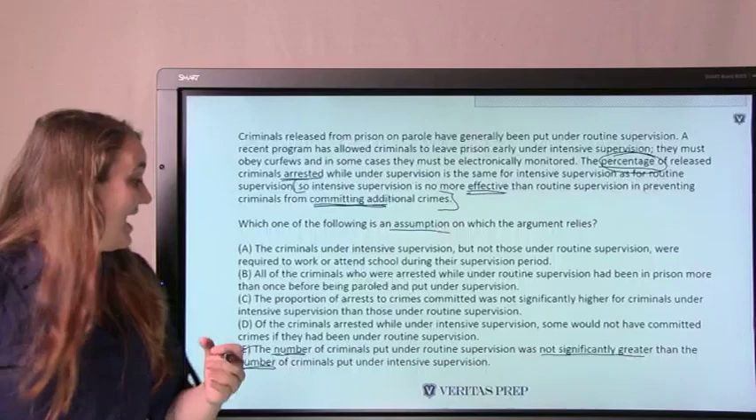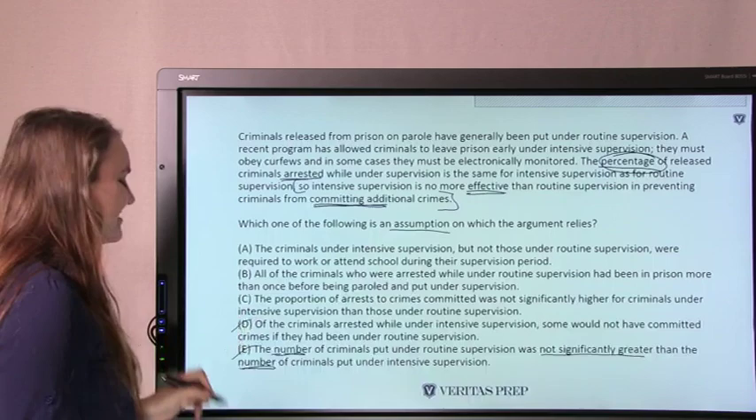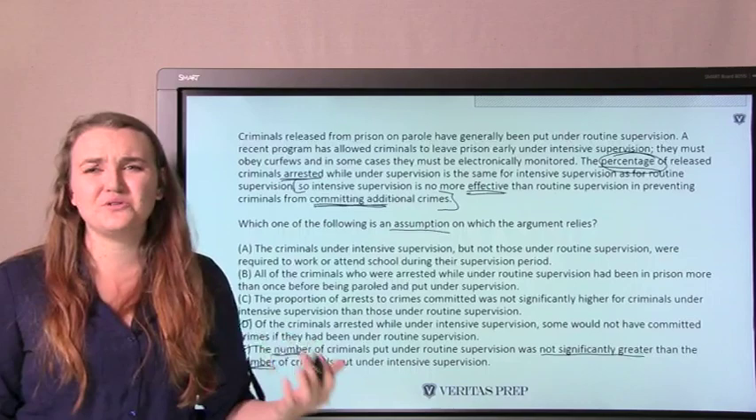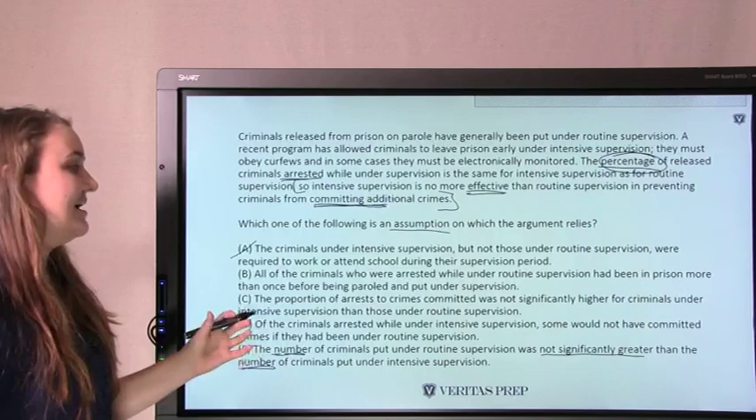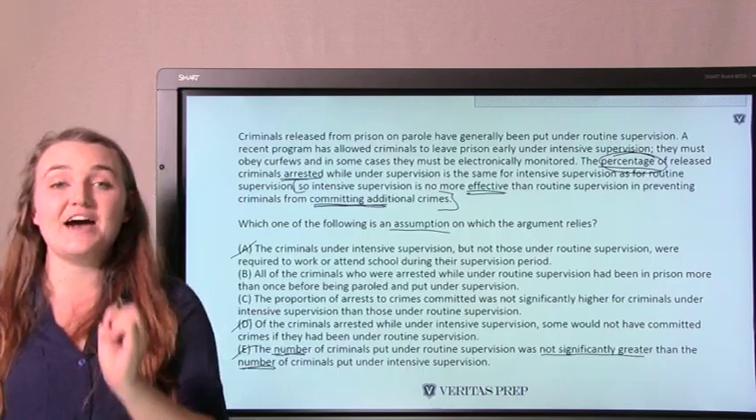And again, if we look to some of these other wrong answers that far fewer of you chose, of the criminals arrested while under intensive, some wouldn't have committed if they had been under routine. Yeah, that doesn't particularly matter to me here. Again, could be true, could be false, doesn't really matter. The criminals under intensive, but not those under routine, were required to work. Well, certainly whether or not they were required to work or attend school is pretty irrelevant to us here. And whether all of the criminals who were arrested while under routine had been in prison more than once beforehand certainly doesn't have to be true for the argument to make sense.